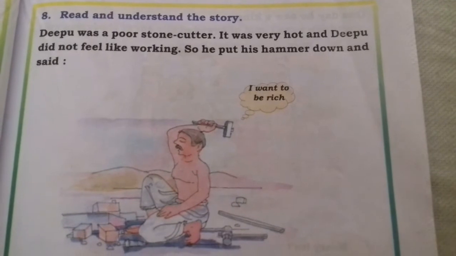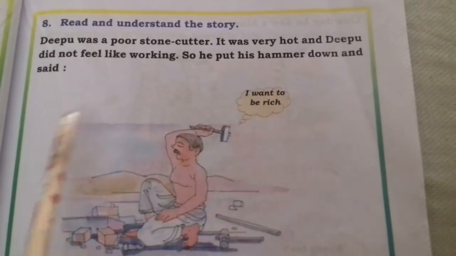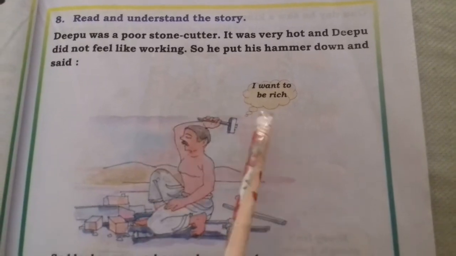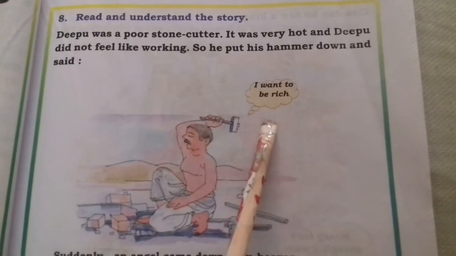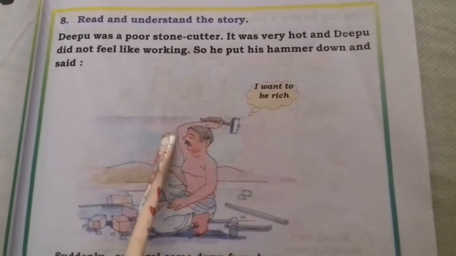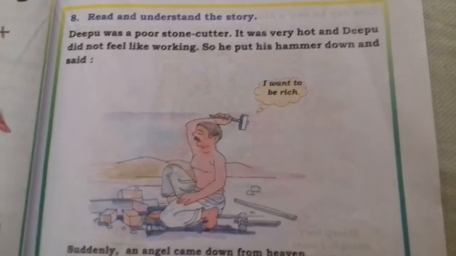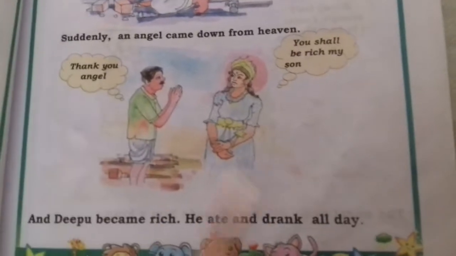And what did he do? He put his hammer down and said to himself, I want to be rich. Now look at this, children. He's thinking in his mind, I want to be rich. Okay, let's see what happened.